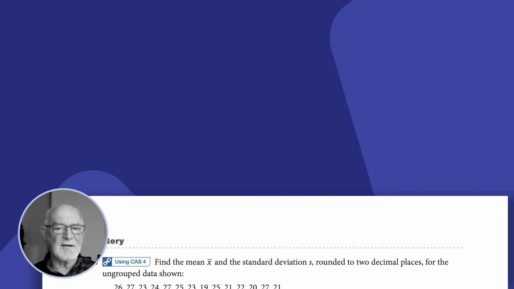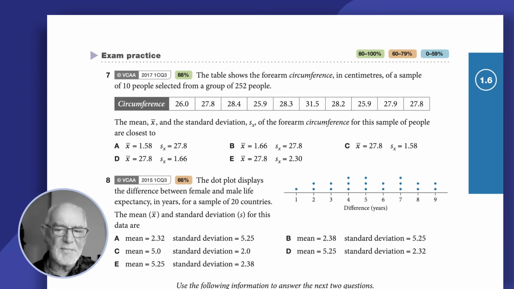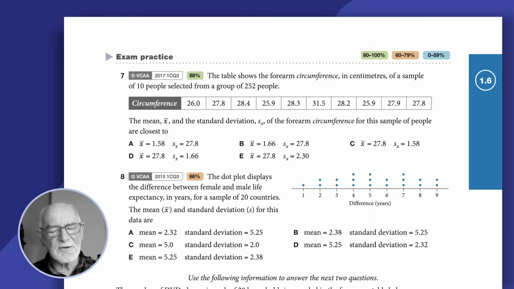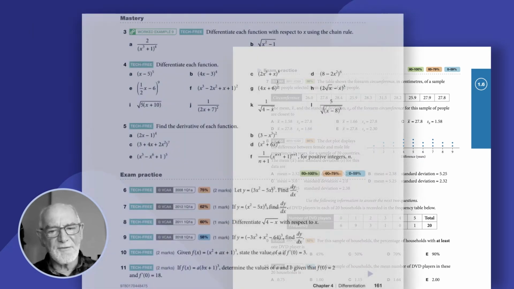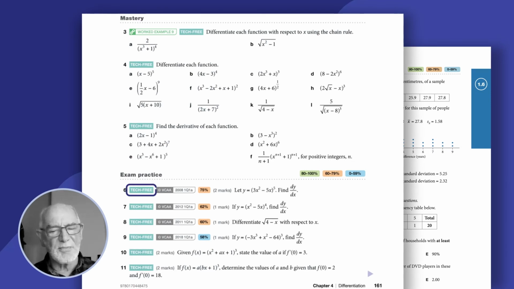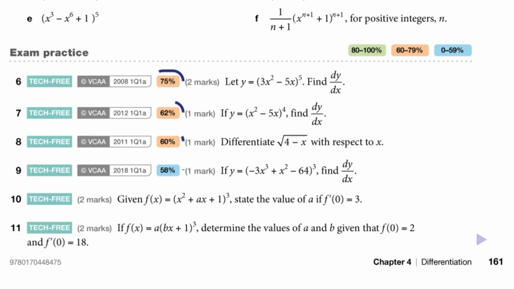And then there are exam practice questions, but the exam practice questions are also structured in such a way that students are getting practice at Exam 1 and Exam 2 style questions. In Methods and Specialist, all the tech-free Exam 1 questions are labelled. They're all put in order from easiest through to hardest, and they have success percentages on each question.